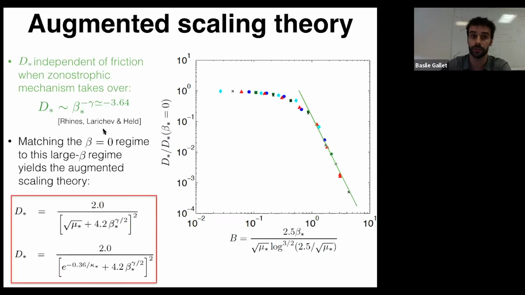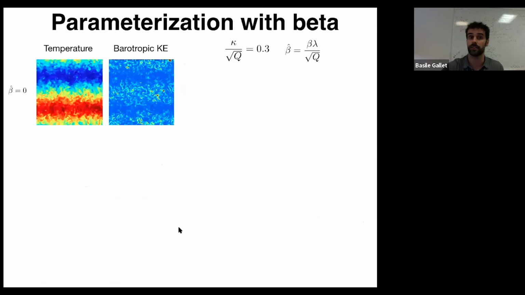So we can match the two and augment the scaling theory by simply matching these two limiting behaviors. If you do that, the only new fitting parameter is this 4.2 here, the exponent. I only need this 4.2 to explain the data over the entire range of linear drag, quadratic drag, and beta, provided the flow remains fully turbulent. So that's nice. I have now included beta in the scaling theory, and I can play the same game and ask the same question: is it doing a good job as a parameterization?